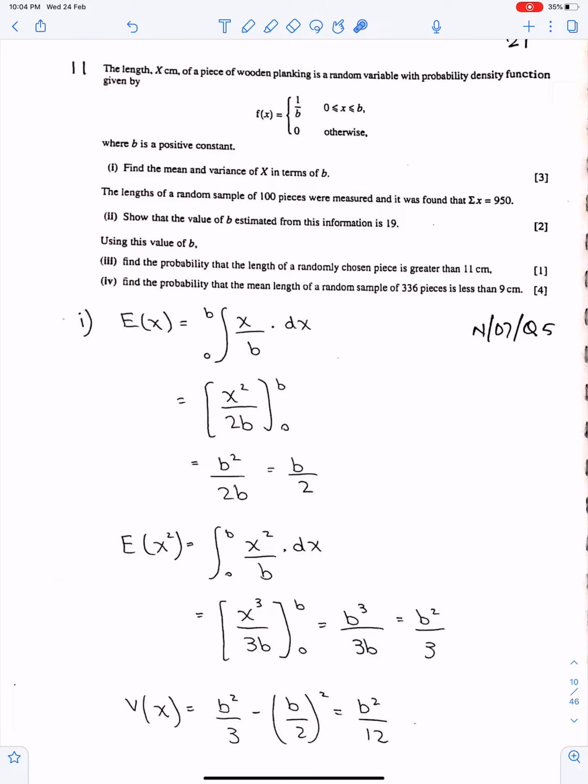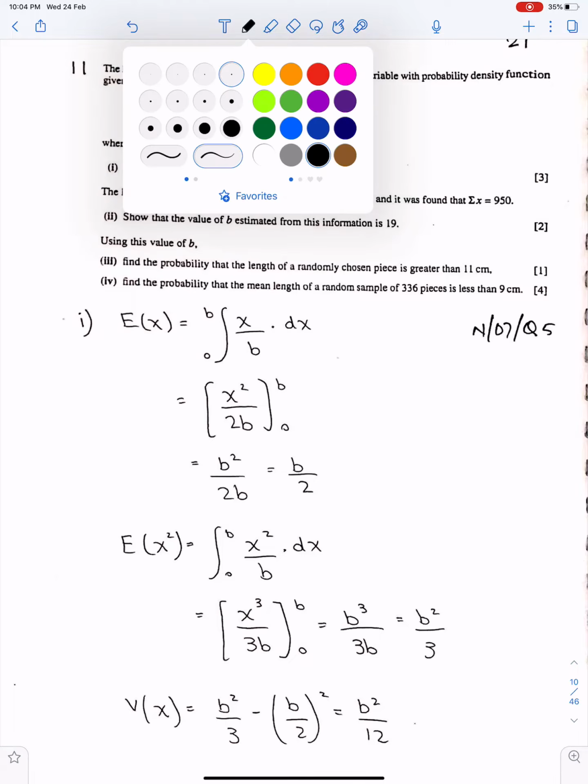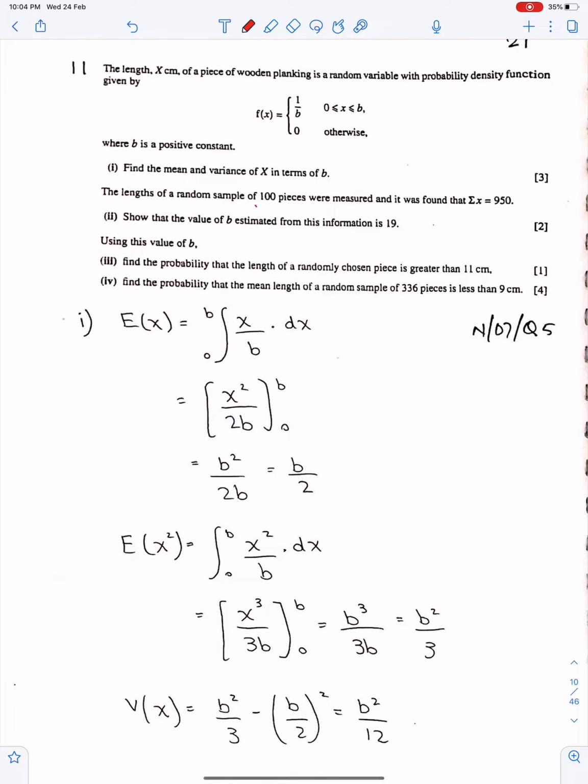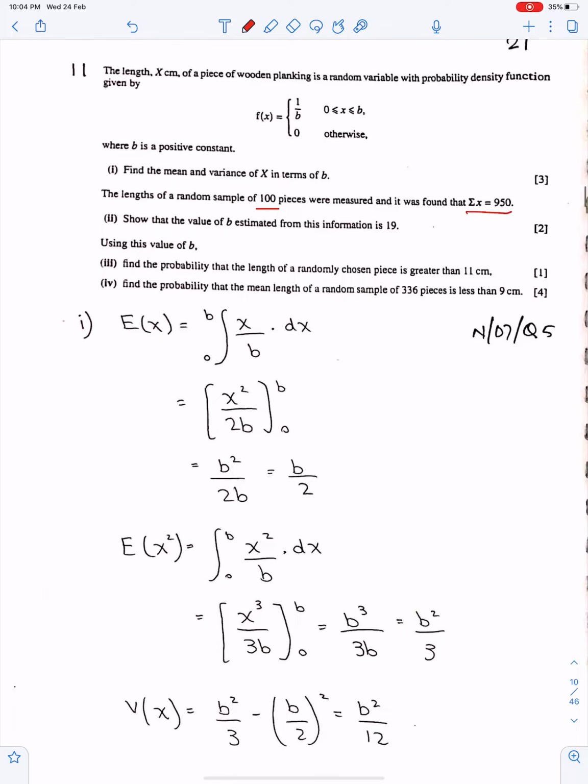The lengths of a random sample of 100 pieces were measured and it was found that sigma x is 950. With the help of these two pieces of information, this 100 and this sigma x, you can get the mean of this data. Sigma x over n, so 950 over 100. So the mean will be 9.5. Now you should equate this 9.5 with this mean for the value of b.